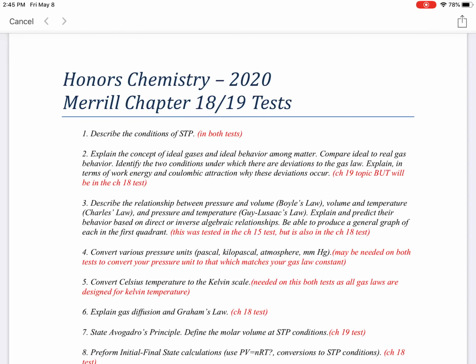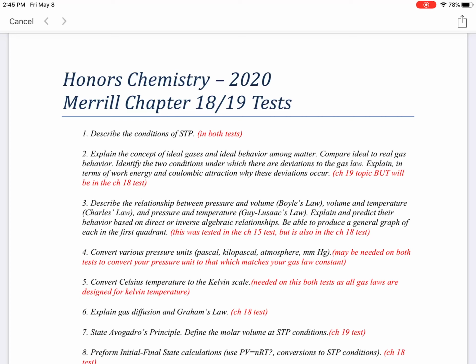Explain the concepts of ideal gases versus real gases. That's a chapter 19 topic, but I like to put it on the chapter 18 test because the chapter 19 test is a lot of calculations, a lot of stoichiometry, and I want to keep the tests relatively the same size and scope. So 3 things that you have to know. First of all, what are the properties of ideal gases? What are the properties of real gases?